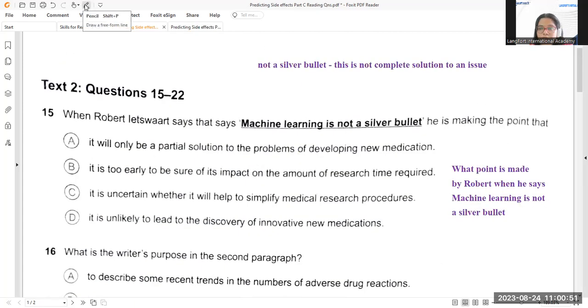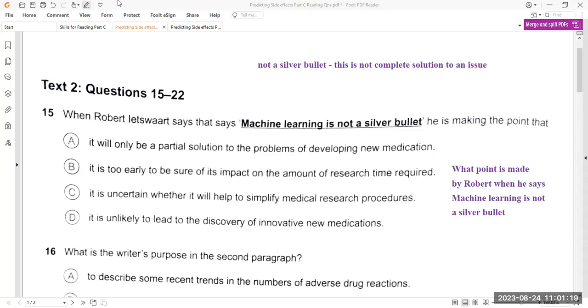Okay, so Surya, can you read each option with the question? I want all of you to remember what we have read. Now, go on, Surya. Yeah, when Robert Letchworth says that machine learning is not a silver bullet, he is making the point that it will only be a partial solution to problems of developing new medication. Is that what he means by when he says machine learning is not a silver bullet? Does he mean that machine learning is going to be not a complete solution, but a partial solution to the problems of coming up with a new medication? Okay, so all right, and what do you guys think about that option?